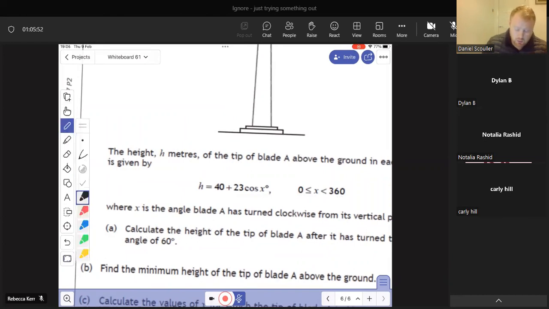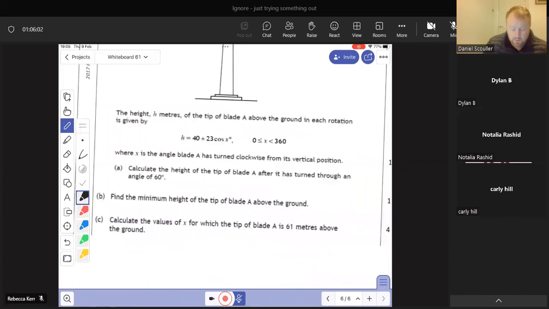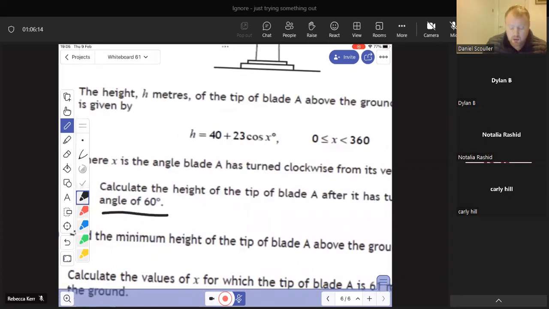Okay, so just working through this. What's it asking for? Calculate the height of the tip of the blade after it's turned through an angle of 60 degrees. Okay, so that's the first part, part A. Now looking at that formula, h equals 40 plus 23 cos x, that x is the degrees. So that 60 degrees is going to get substituted in.